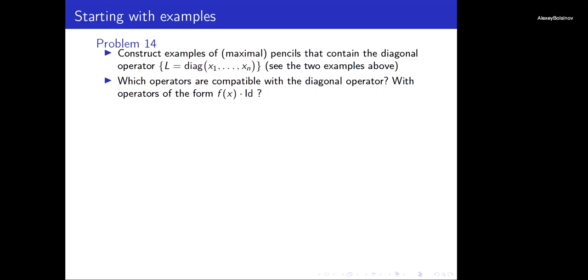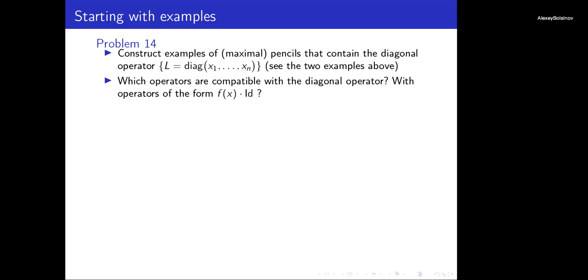It's not quite clear which operators are compatible with the diagonal one, and how to describe all of them. These operators are defined by two conditions. The first condition is compatibility, meaning that the Frölicher-Nijenhuis bracket of this diagonal operator and the given one is zero.